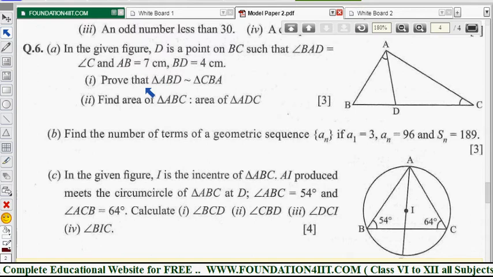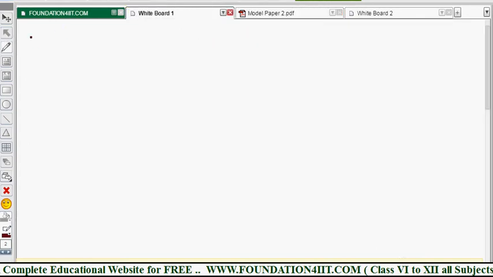Two questions. First, we need to prove triangle ABD, this small triangle, is similar to CBA. That means the complete ABC triangle, you have to prove similar first. So let us take the given data and prove. Let us take the triangle.